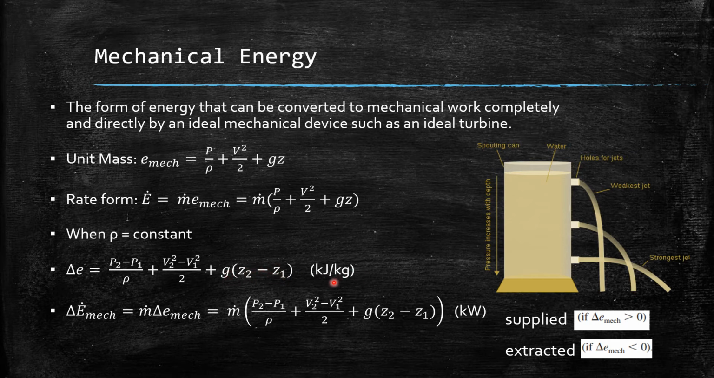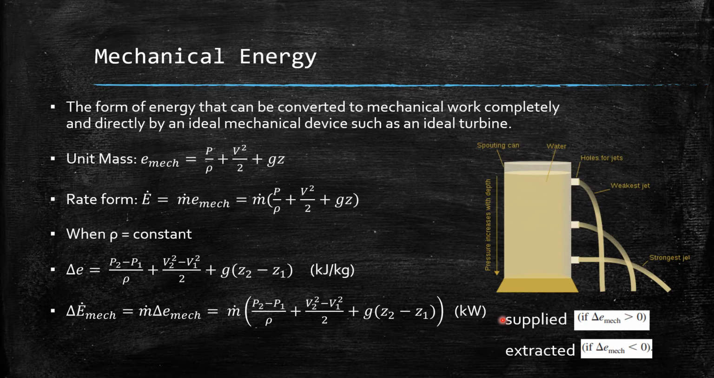And the unit is kilojoule per kilogram. And for the change of the rate form of the energy, this is given by this. Again, you just have to multiply it by the mass flow rate. And this is given by this. And the unit is in kilowatts.